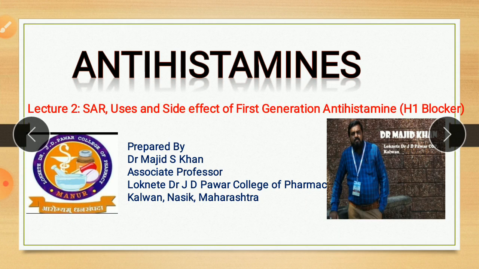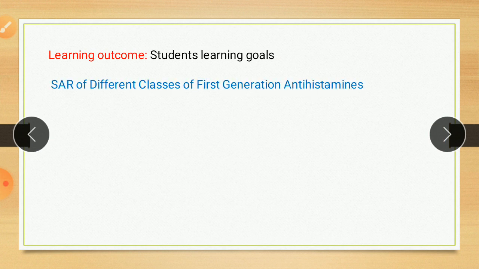In this video, that is lecture 2, we will discuss the SAR, uses and side effects of first generation antihistamines, that is H1 blockers. Learning outcome, the student learning goal: SAR of different classes of first generation antihistamines, and uses and side effects of antihistamines. So let us start. Structure activity relationship of H1 blockers or antihistamines.